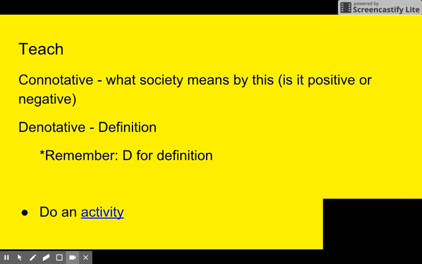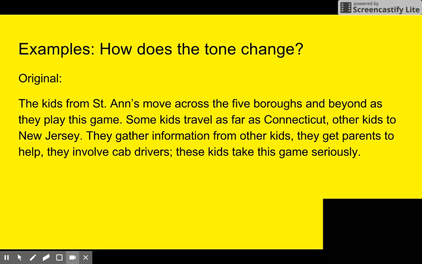An example of a connotative meaning would be that thin could be a positive way of saying that you're skinny, versus scrawny would be a negative way of saying that you are lighter weighted. And the denotative meaning of lightweight means that you literally have a lighter weight than most other people your age. So after you're done with that activity, we're going to move on and see the tone and how it changes in writing.